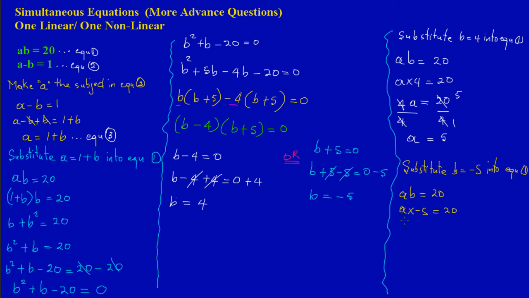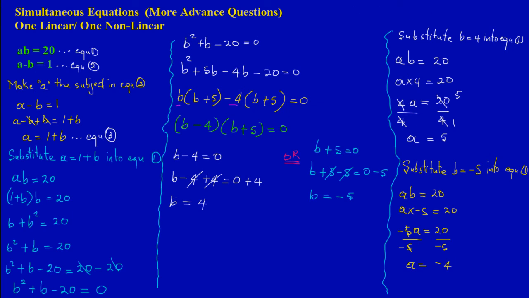So really what I have here, a negative 5 times a would give me a negative 5a, and that is equal to 20. So basically I'm just going to be dividing through by my negative 5. So let me divide through by negative 5. What I do to one side, I must do to the next. So negative 5 will cancel with a negative 5. So I have a is equal to negative 4.